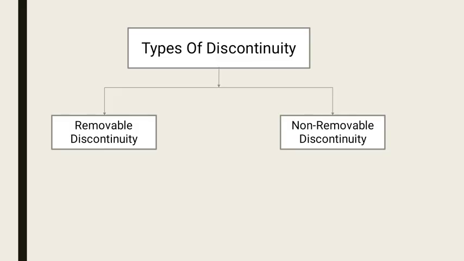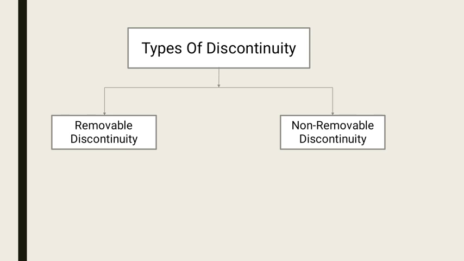So, types of discontinuity, part 1. There are mainly two types of discontinuity. The first one is removable discontinuity. The second one is non-removable discontinuity.